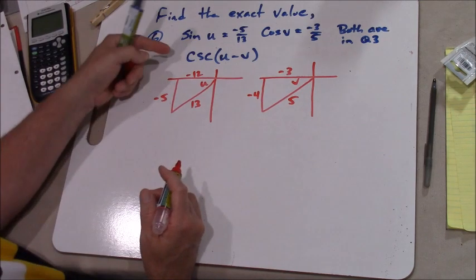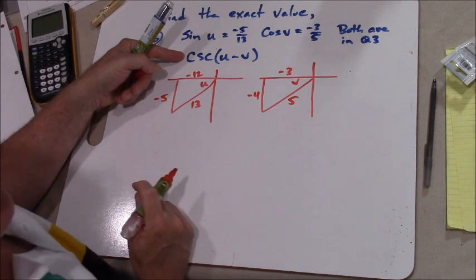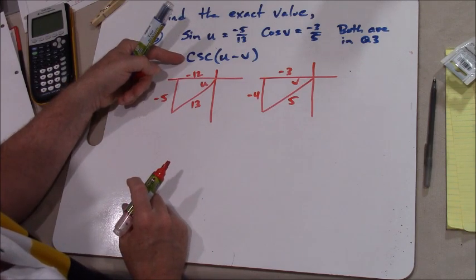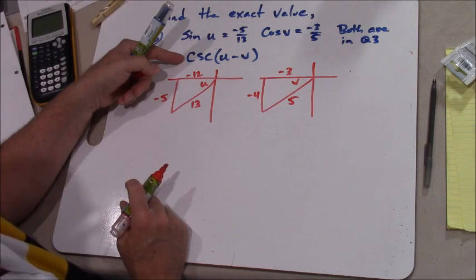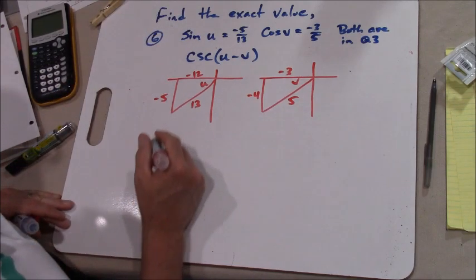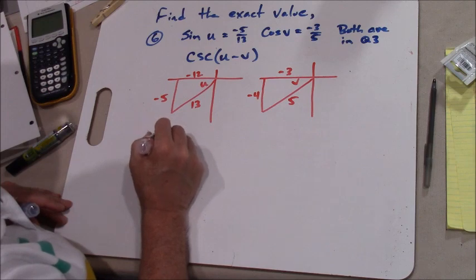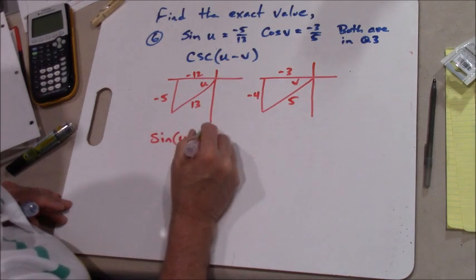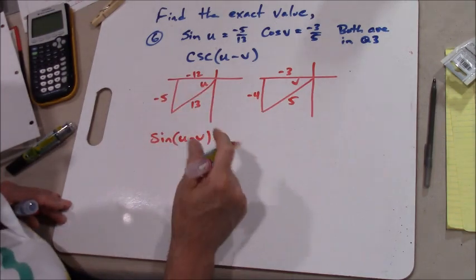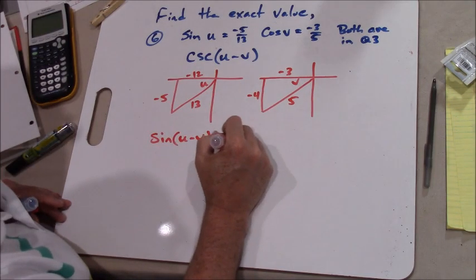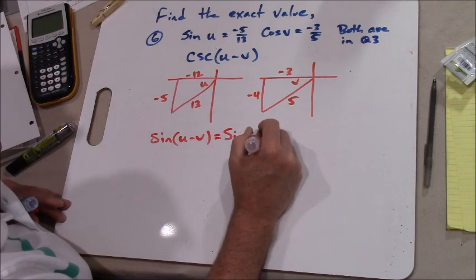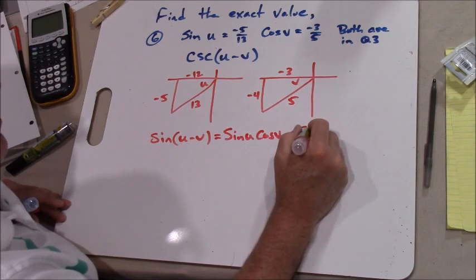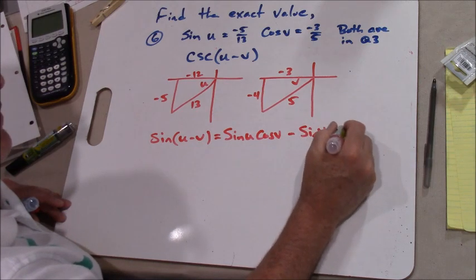Okay, so we're trying to find the cosecant, which we don't have a formula for. But we know the cosecant is the reciprocal of the sine. So I'm going to use my sum and difference formula for the sine. So sine of u minus v, and then whatever we do, when we get to the end, we'll just flip that answer over. That equals sine of u cosine of v minus sine of v cosine of u.